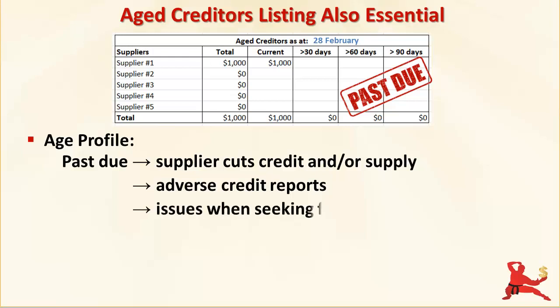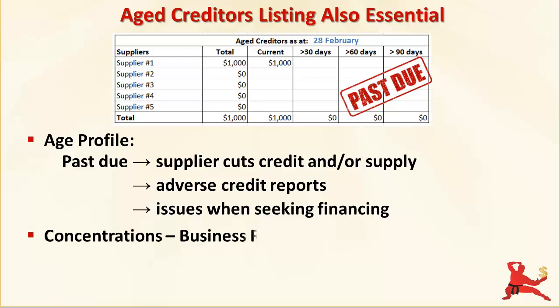Financiers will always want to see your latest aged creditors listing. A high level of past due amounts is a sign of financial stress. Banks don't like lending you money to pay out trade creditors. Concentration risk also applies to creditors. Are you heavily reliant on one or two suppliers? What if they went broke? How quickly can you establish a new source of supply?